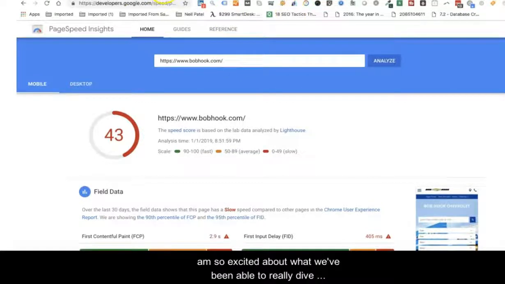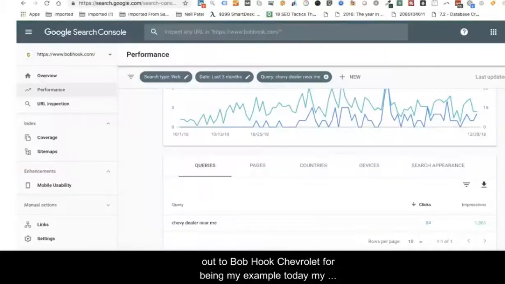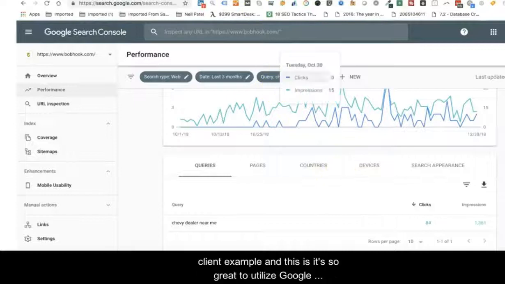Google Search Console. I'm thankful to shout out to Bob Hook Chevrolet for being my example today, my client example. It's so great to utilize Google Search Console.